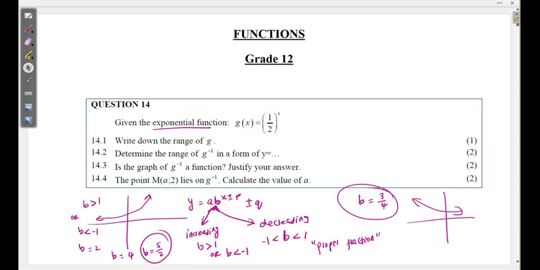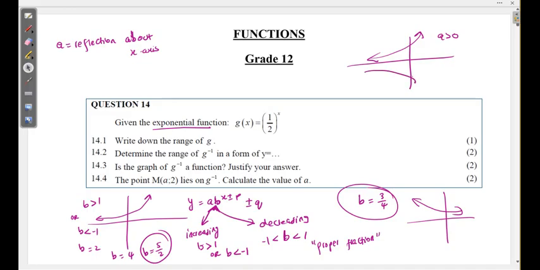While a, in most cases, in all functions, it will always tell you about the reflection about the x-axis. Yeah, the reflection about the x-axis. This means then it flips the normal graph that you are used to. For example, if you are used to an exponential function like this, this is only when a is positive. If a is negative, it flips that graph like that.